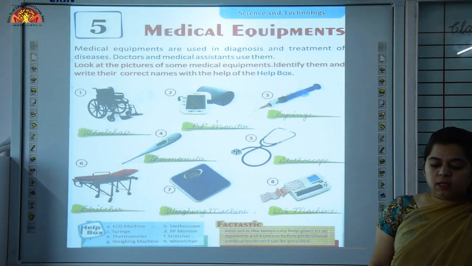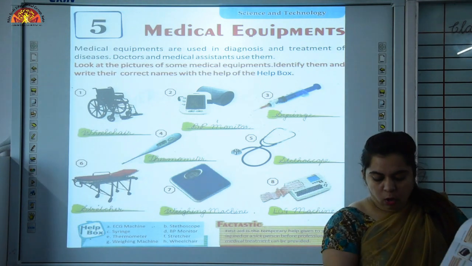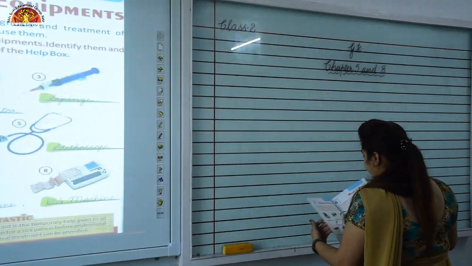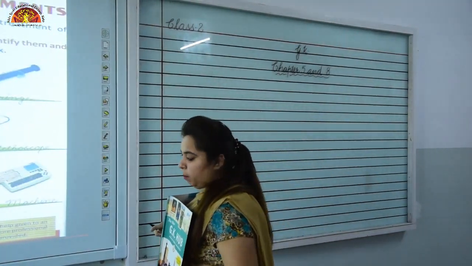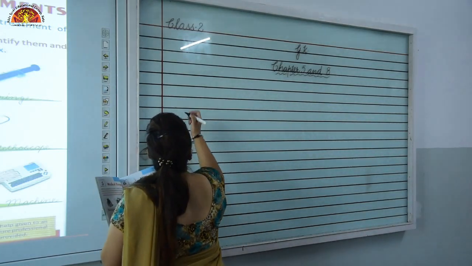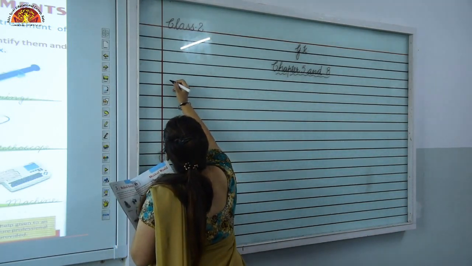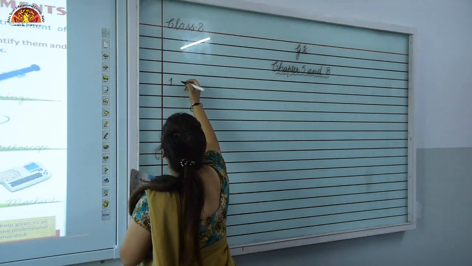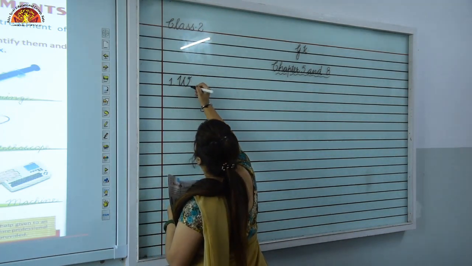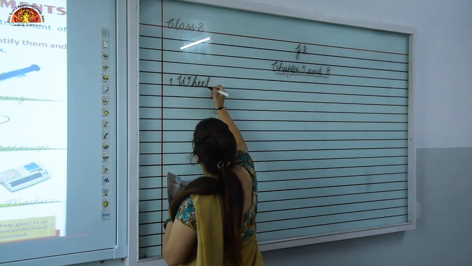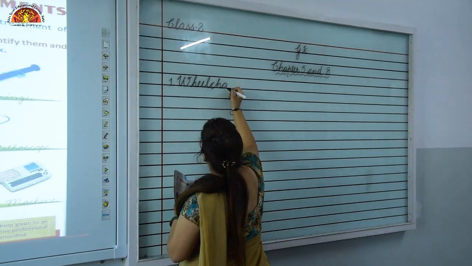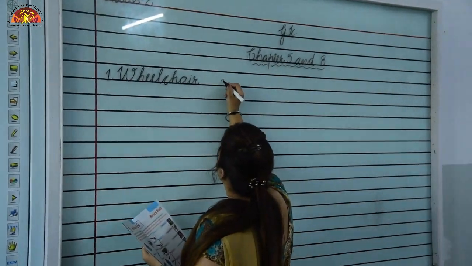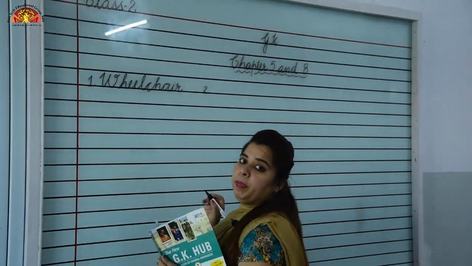Now, we will see the spellings of all the medical equipments. Number 1, let's see how to write all the spellings. Children, you have to write in very beautiful handwriting. Number 1 is wheelchair. W will be capital. WHEEL, wheel. CHAIR, chair, wheelchair. Number 2, it's BP monitor.